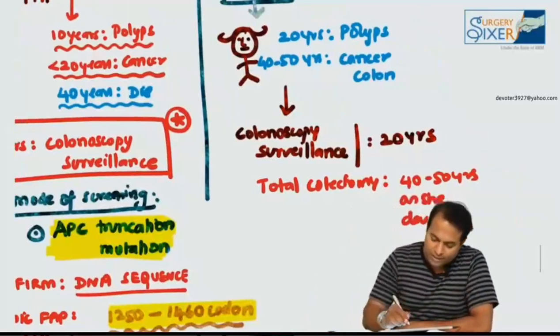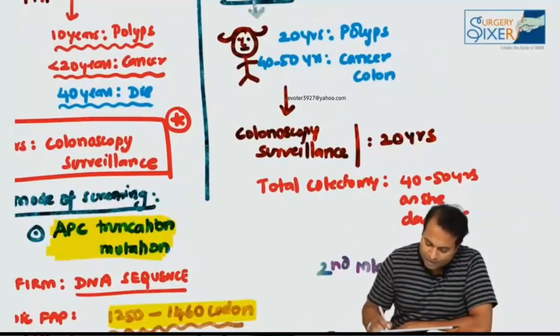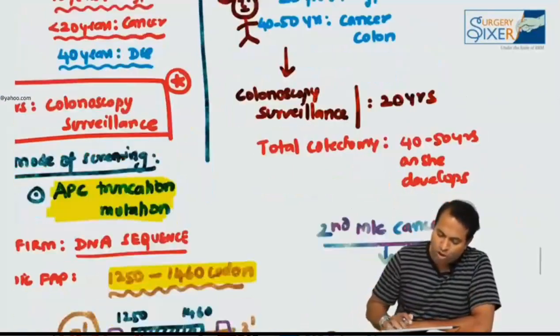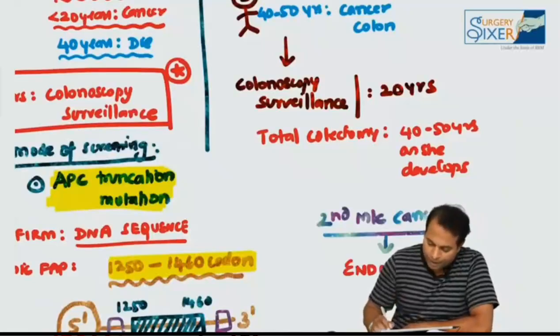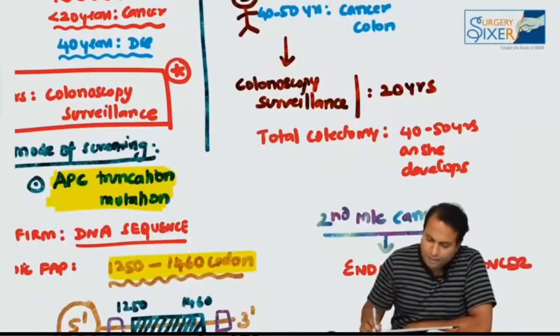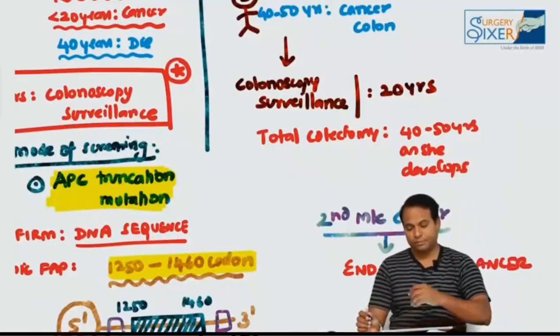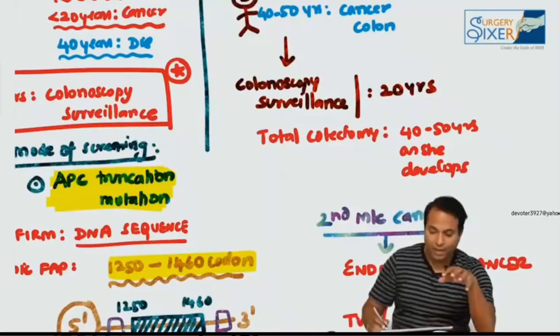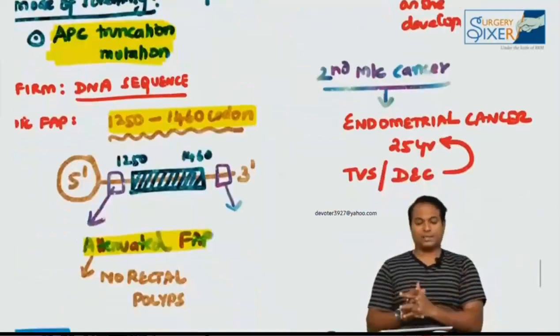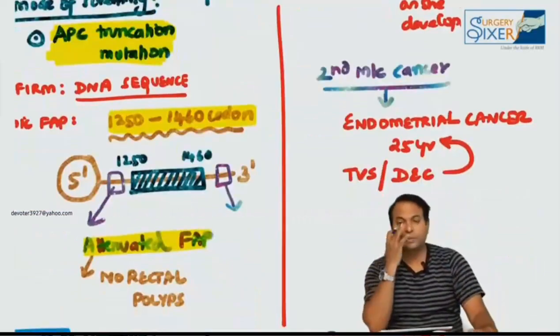An interesting point in this girl is the second most common cancer seen in her. What is the second most common cancer seen? The second most common cancer seen in this girl is endometrial cancer. Please don't forget this point. Endometrial cancer is the second common cancer seen in this girl. This starts developing from 25 years onwards. Therefore, I should do transvaginal sonogram and DNC from 25 years onwards in these girls. So I should start doing transvaginal sonogram and DNC as surveillance of these patients.